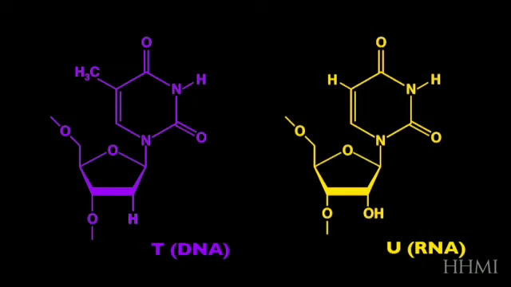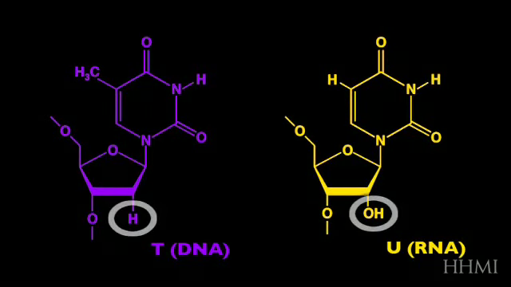But the other distinction between DNA and RNA is, as you would guess from the term deoxyribose nucleic acid, that there is a missing oxygen in DNA. So RNA has an extra oxygen atom on each of the sugars of the repeating units.